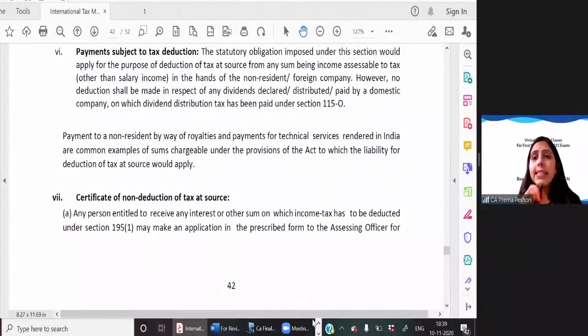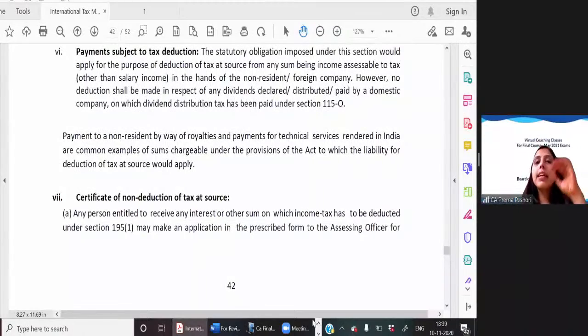Also, in this case, the payer has to furnish the information to the income tax department of the payments being made to the non-resident and the tax being deducted on that in Form 15CA and Form 15CB. So that is required to be done whenever the taxes have been deducted or the payments are being made to a non-resident. Clear? Is it clear?